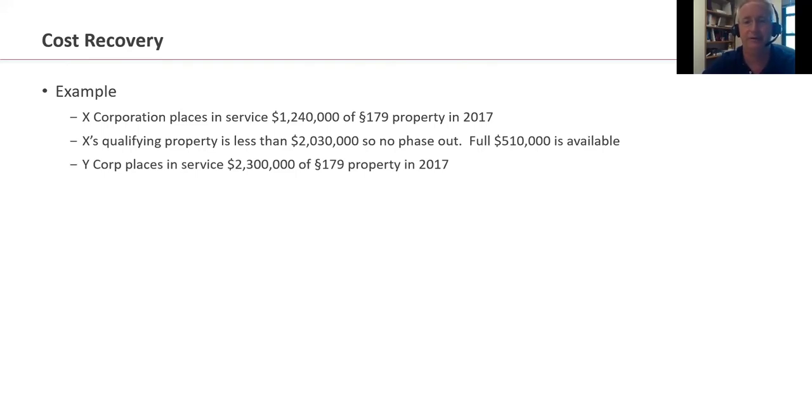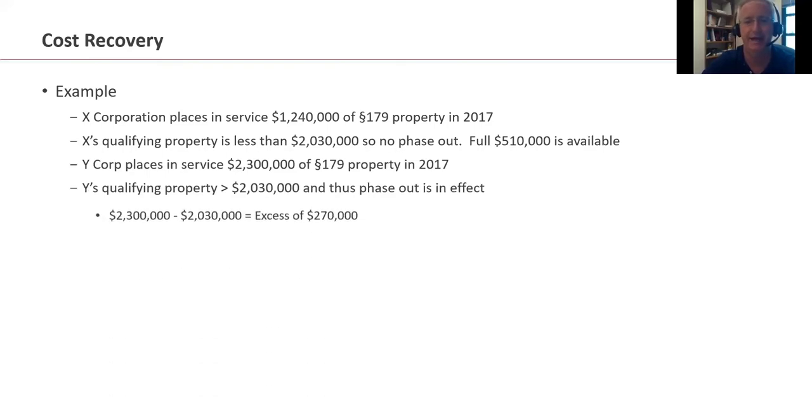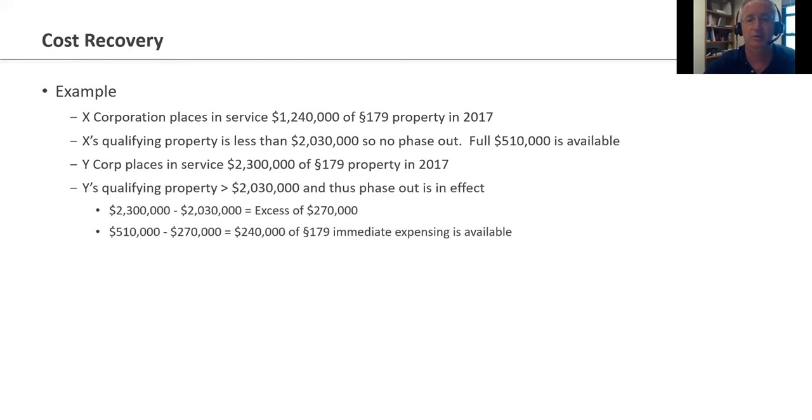Y Corp places in service 2.3 million in 2017. Well, they have gone above the qualifying property, so the phase-out is in effect. How much are they above? Well, 2.3 million minus 2.03 million is 270,000. They would need to reduce their annual amount of 510,000 by the phase-out amount of 270,000. That would leave them 240,000 of immediately expensing under 179 available.